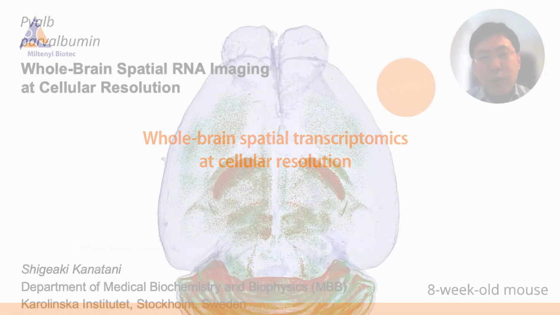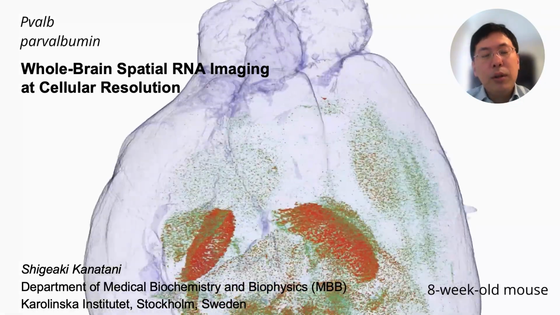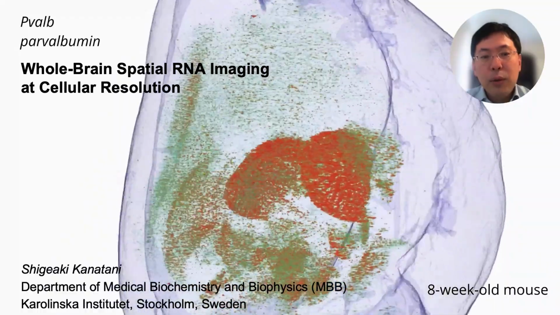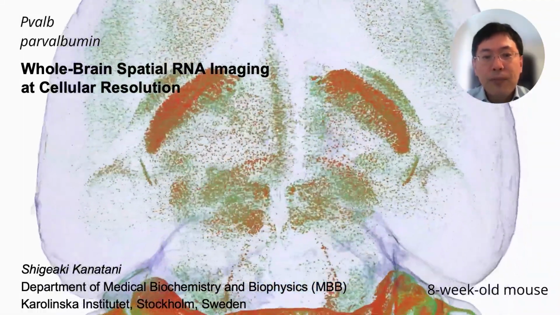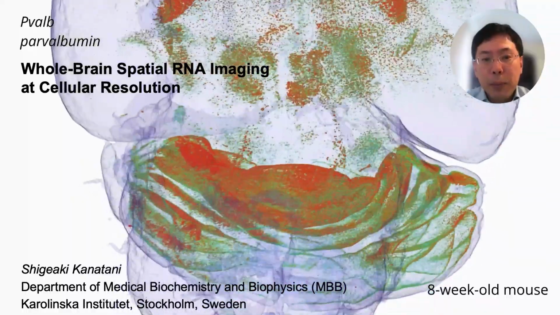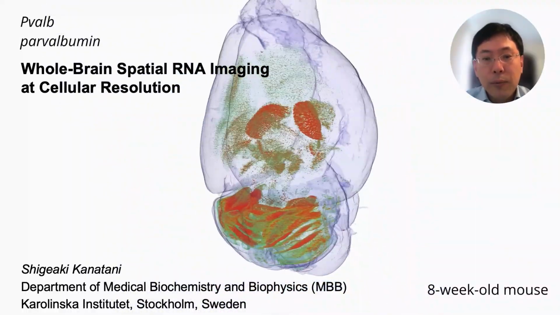In this presentation, I will present our novel 3D RNA imaging technique for large intact tissue, such as adult mouse brain, which was published in Science last year. The video you are seeing shows 3D imaging of pulmonary messenger RNA in the brain of the 8-week-old mouse.